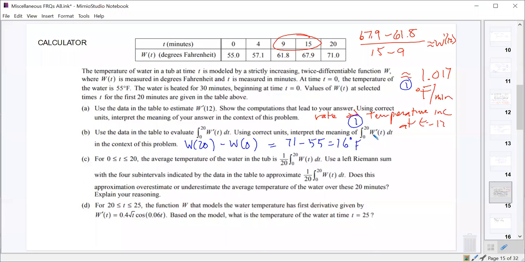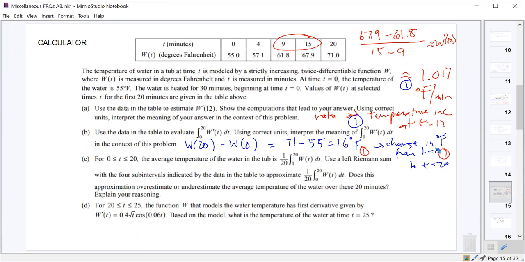And what is the meaning of that? Increase or change, a change in degrees Fahrenheit in temperature from T equals 0 to T equals 20. Good? Everybody good there? No issues there? Zoom, you guys good with part B? Yes. 1 point for the value, 1 point for the interpretation.